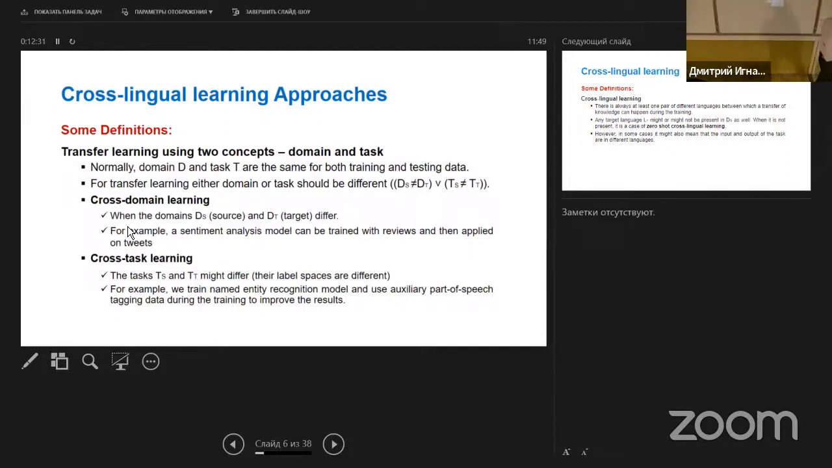The other type is cross-task learning. In this approach, there are two tasks: one task is related to the source language, that is the training data. The other task is related to the target language data. For example, we can train a named entity recognition model and use auxiliary part-of-speech tagging data during the training to improve the performance. So these two tasks differ, but both tasks are being considered at the same time during training.